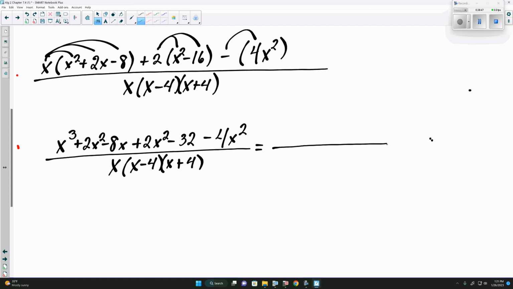Last thing we need to do is combine like terms. So we can start with the one with the biggest exponent, x cubed. Well, x to the third, there's only one of them. So we can rewrite that there. Next one we look at is x squared. We have 2x squared plus 2x squared is 4x squared minus 4x squared is 0. 4 minus 4, 0. So those cancel each other out. They're gone. So x to the first, well, we have negative 8x because there's only one of them. And lastly, we have minus 32.